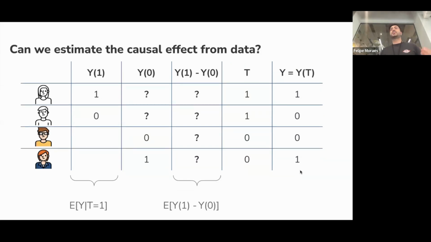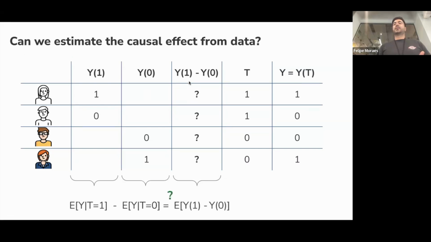The question is whether we can still estimate these causal effects from data. I still have this data and I still want to estimate this causal effect. If I get the effect for these users, the first two users, the question is whether I can take the average of the two for the people that I have treated and the people that I haven't treated, and whether this equals what I actually want to measure, which is the treatment effect.